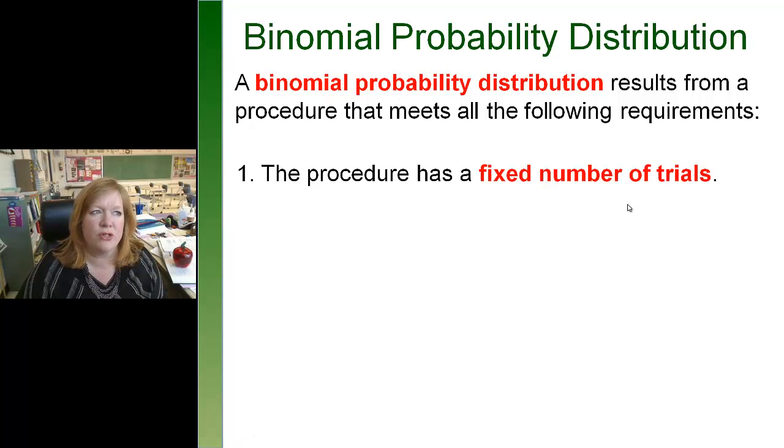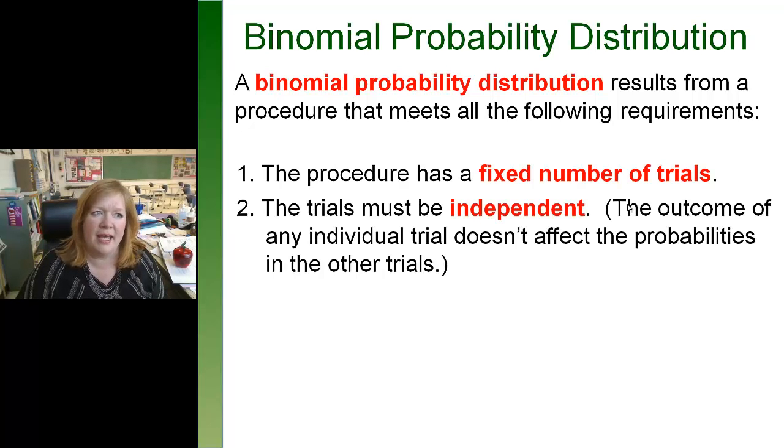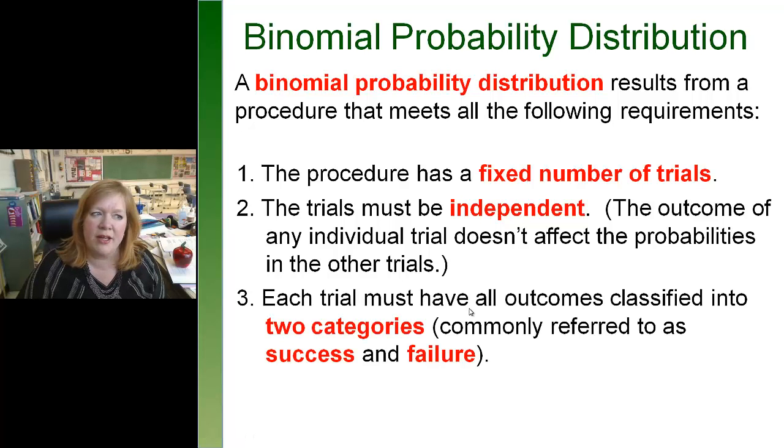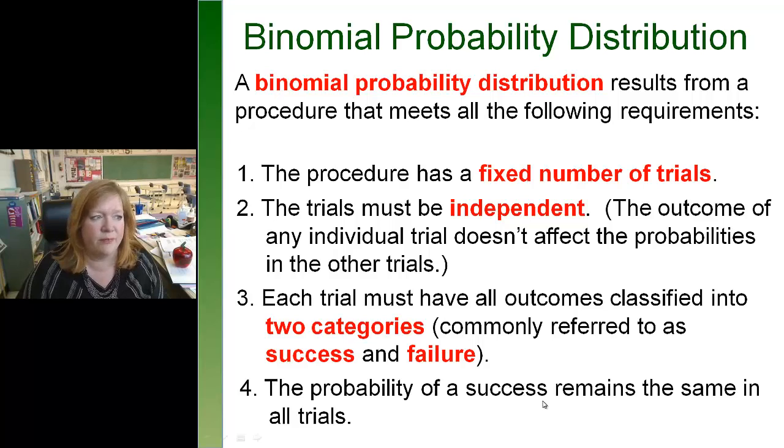So we're going to be talking about the probability distribution results, and they have to meet some requirements. First off, it has to have a fixed number of trials, we call n. The trials have to be independent. The outcome of any individual trial does not affect the probabilities of the other trials, and each trial must have all outcomes classified into two and only two categories, commonly referred to as success and failure. The probability of a success remains the same in all of the trials.